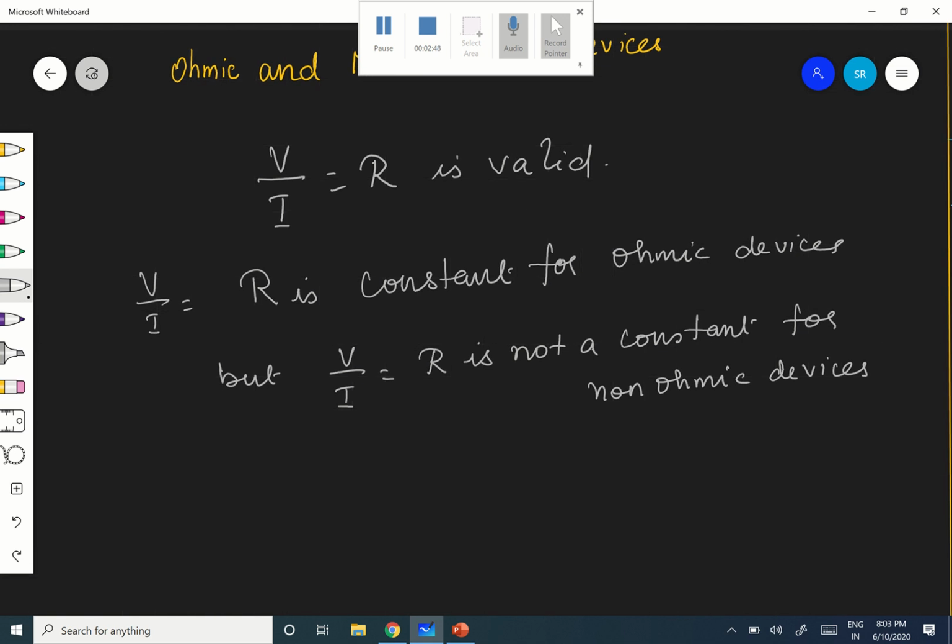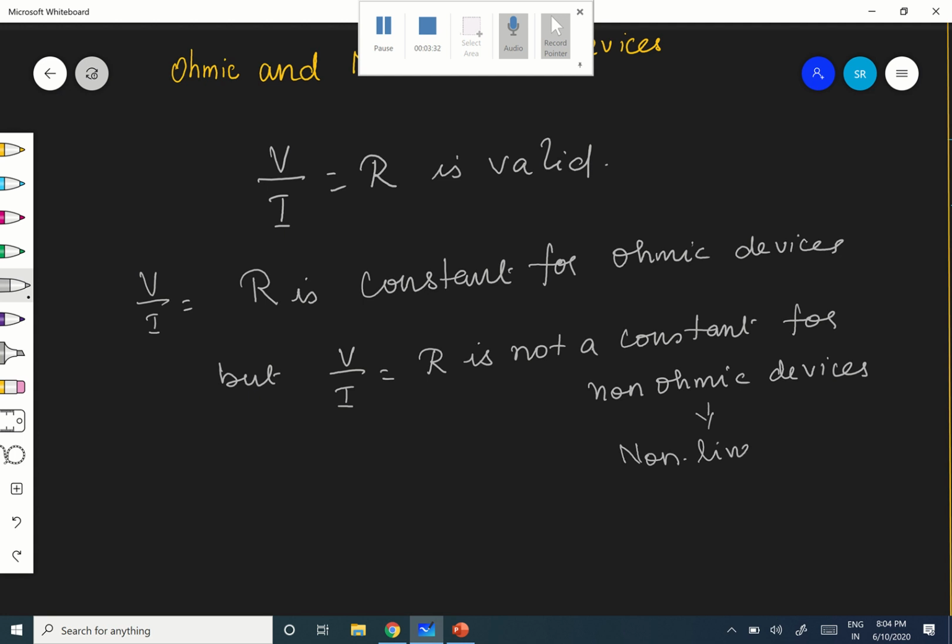V by I is equal to R is fine, but R has to be constant, because V proportional to I is Ohm's law. Therefore R has to be a constant for any device which obeys Ohm's law. Therefore they are ohmic devices, usually conductors. But for non-ohmic devices, V by I equal to R is not a constant. Ohmic devices are also called linear devices, and non-ohmic devices are called non-linear devices.